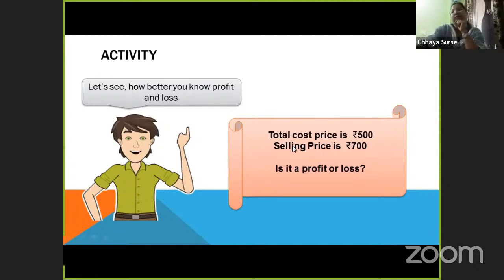Another example. The cost price is 500 rupees and the selling price is 700. Is it a profit or loss? Profit. Yes, right. Very good. Because here the selling price is more than the cost price: he purchased for 500 rupees and we sold it for 700 rupees. This is the profit because the selling price is more.